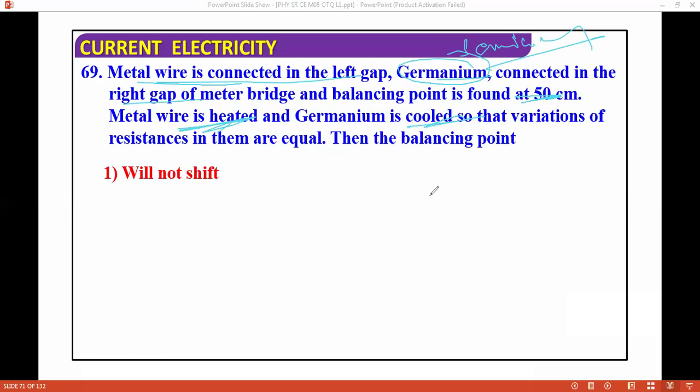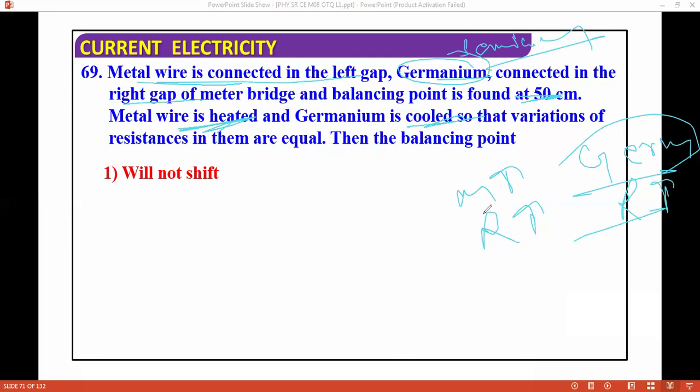So basically, if you heat the metal wire, its resistance will increase. If you cool the germanium, what will happen? Again, its resistance will increase. Yes or no? So the variations of resistance in both are equal, meaning delta R is the same on both sides. So the balancing point stays the same.